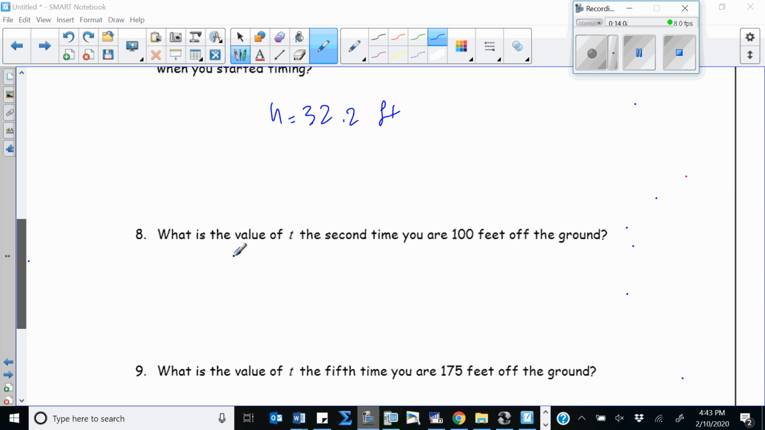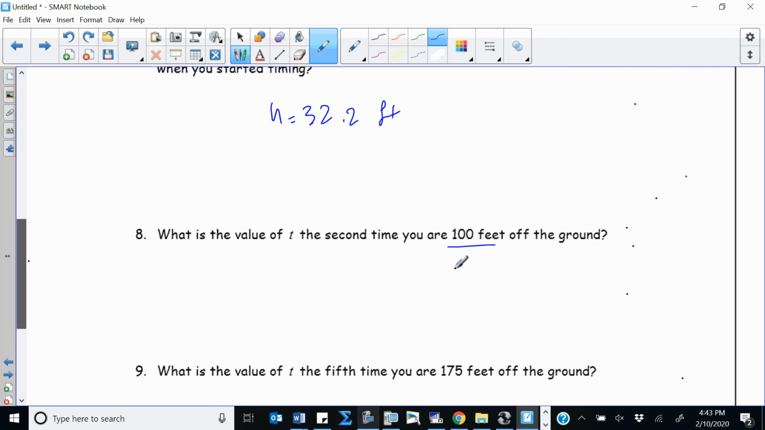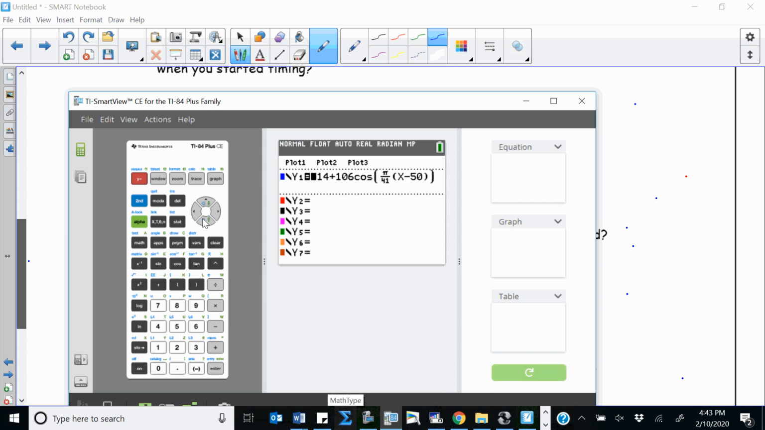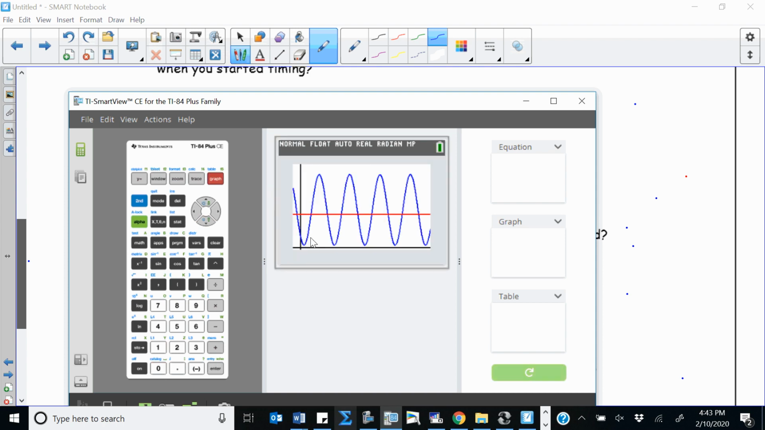The next question is asking, what is the value of t the second time you're 100 feet off the ground? Like if your height is 100 feet, which is the y value actually, what is your time? Or actually, what is your x? So let's go to the graph. To find this, I'm going to define another equation. y2 is equal to 100. So if I graph the function, you see we have two graphs. One is the curve, which is the cosine function, and the red line is y equal to 100.